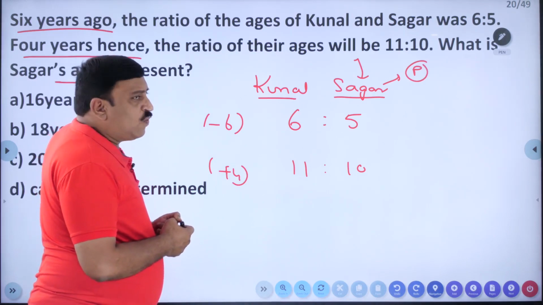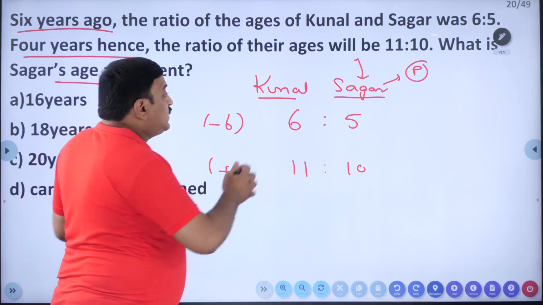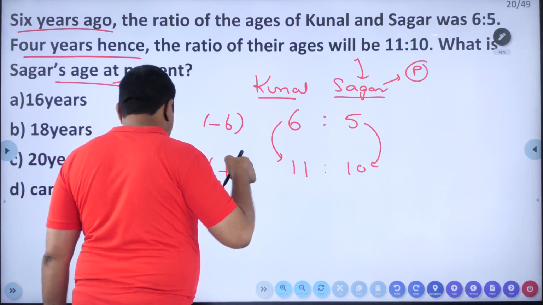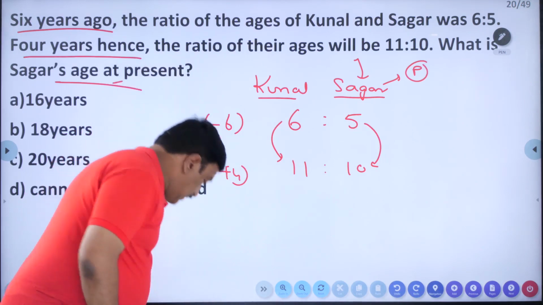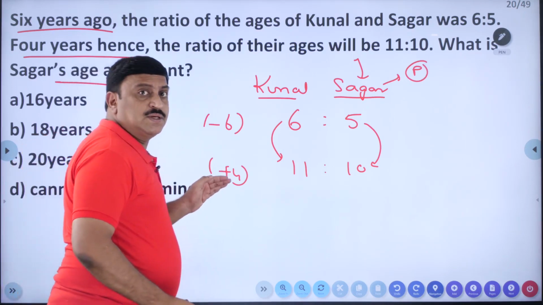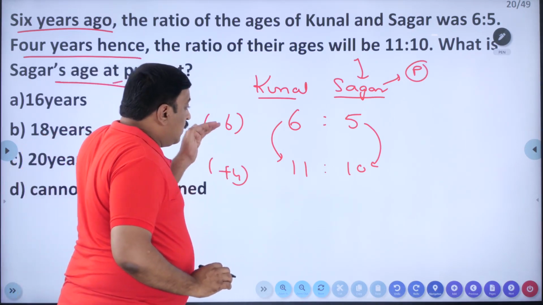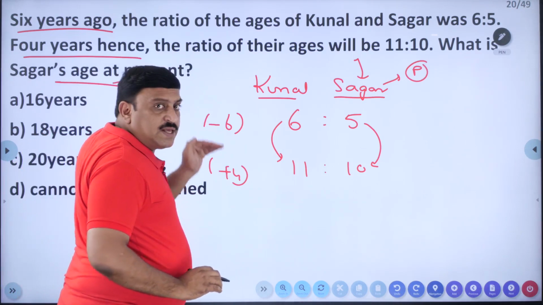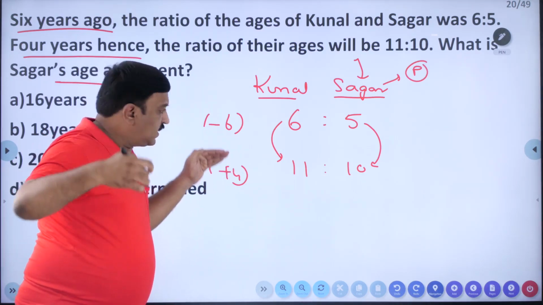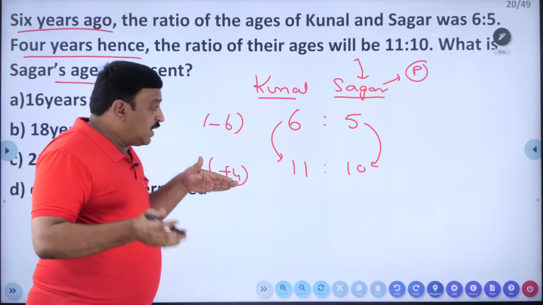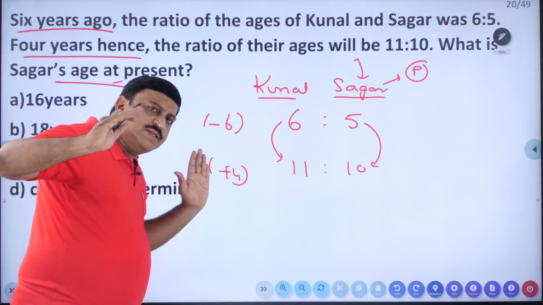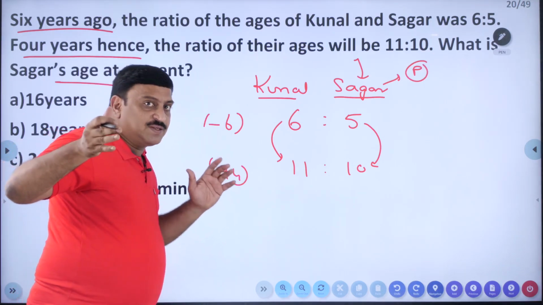Kunal and Sagar. First of all, see these two pieces of information: this one is 6 years ago and this one is 4 years after. Just now in the previous question I said there is 6 years back and 4 years after. That means somewhere in the middle 0 will be there. This is 6 and this is 4. How much is the total? The difference is 10 years, is it not?